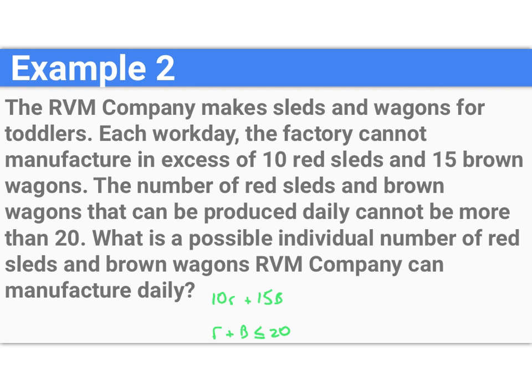They cannot manufacture in excess of 10 red sleds and 15 brown wagons. Okay. They can't manufacture in excess. So we have red is less than or equal to 10. Brown is less than or equal to 15. And then red plus brown is less than or equal to 20. So you can see how in a real world situation we have a range of numbers or situations that we're dealing with. So let's try to graph it on the next slide.